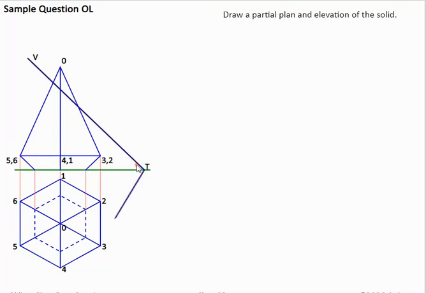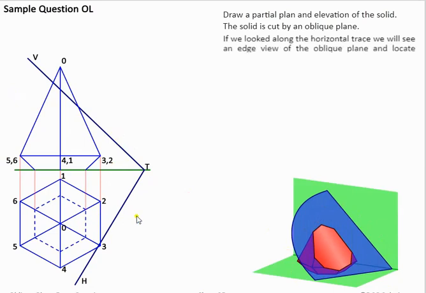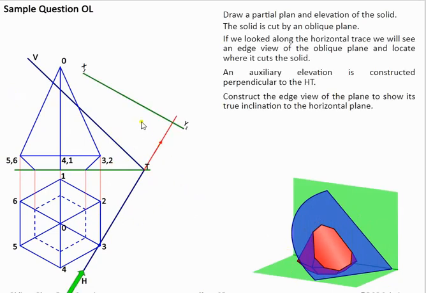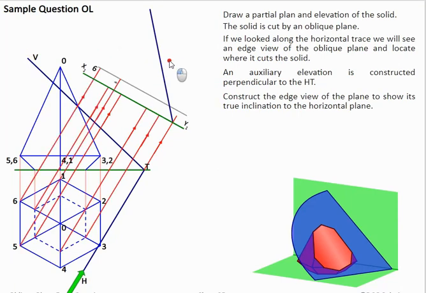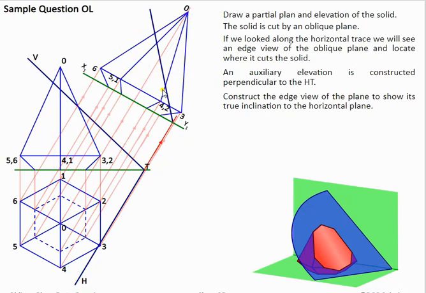So what we have here is a horizontal trace, a vertical trace drawn in, and what we want to show is what the shape looks like when it's being cut. So basically an auxiliary would be the correct method to use here. So we set up our X1, Y1 line, then we take a height for our vertical trace, then we construct our elevation. So once we construct our elevation in the auxiliary, this here shows us what's now being cut.